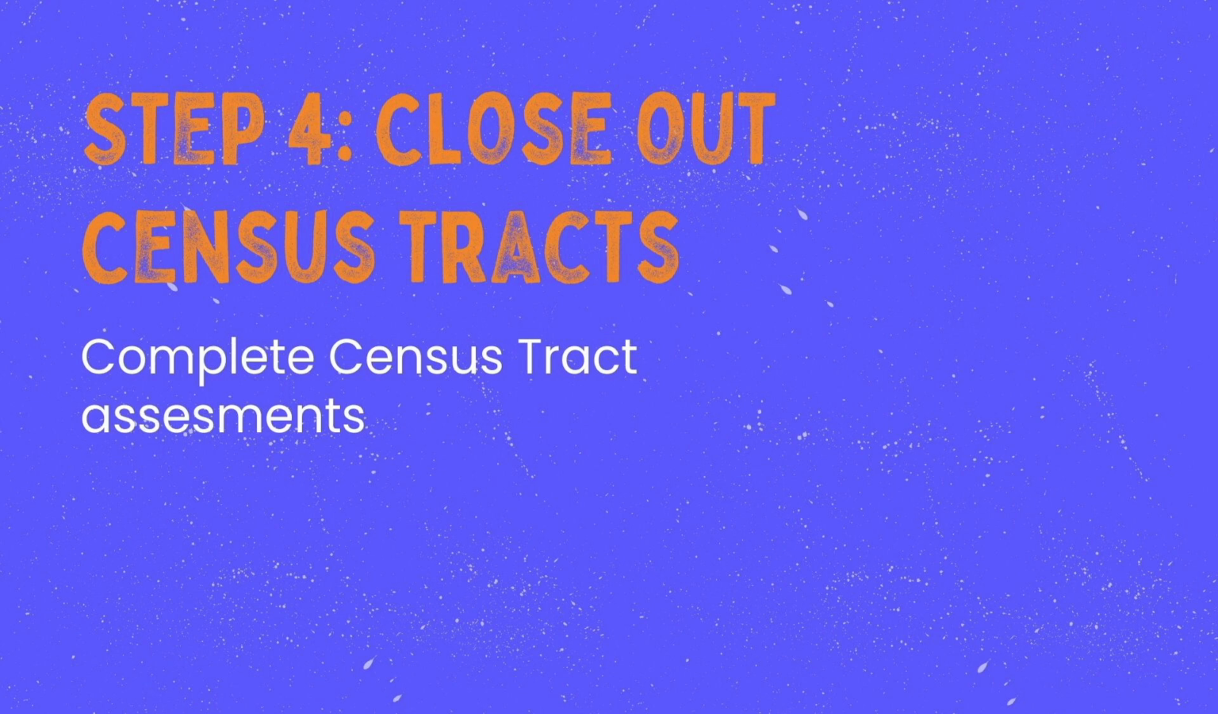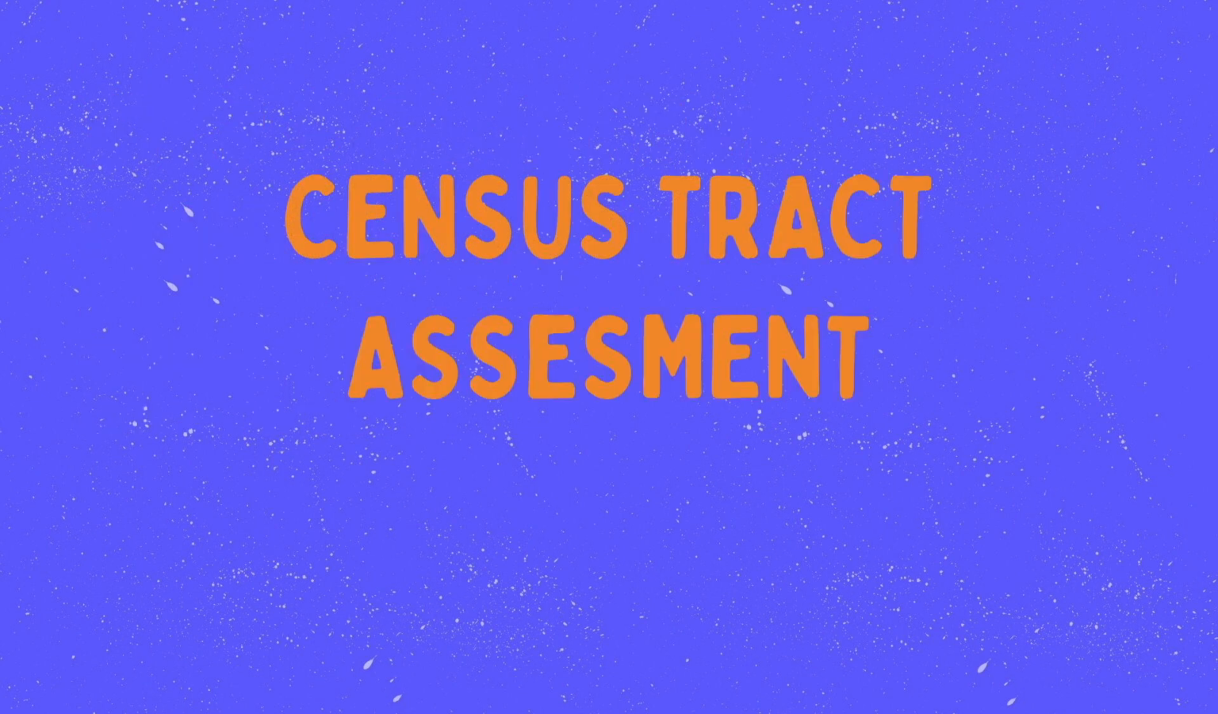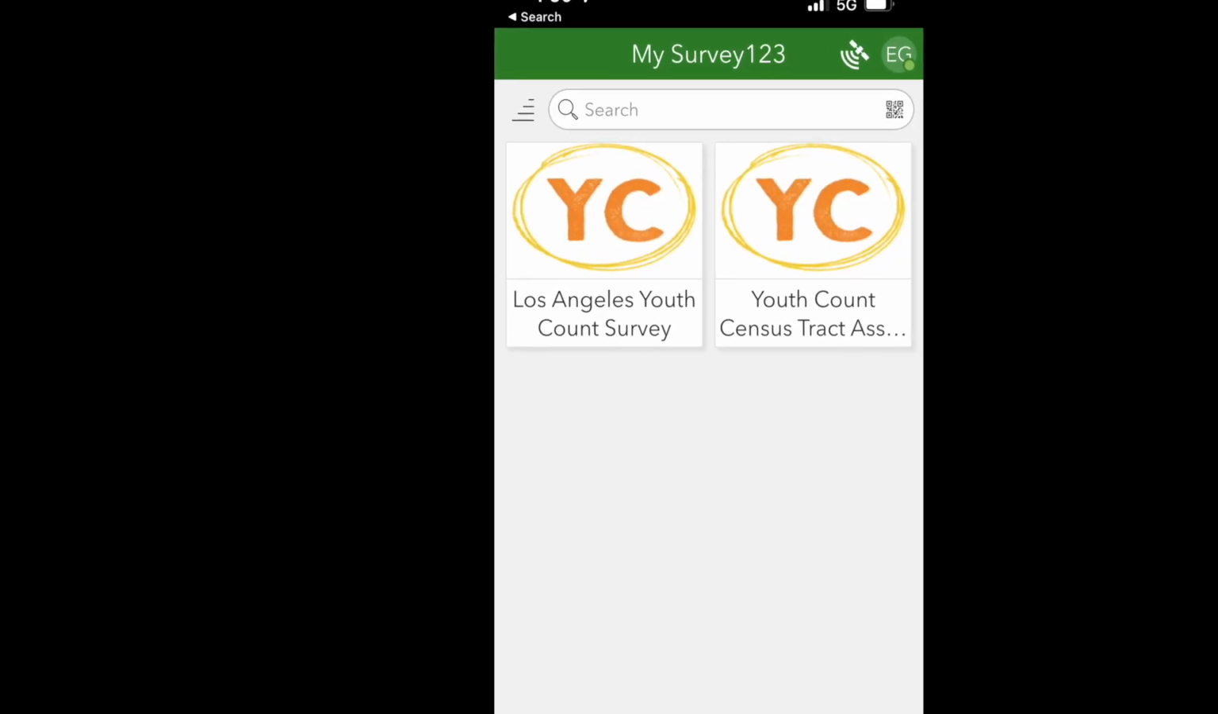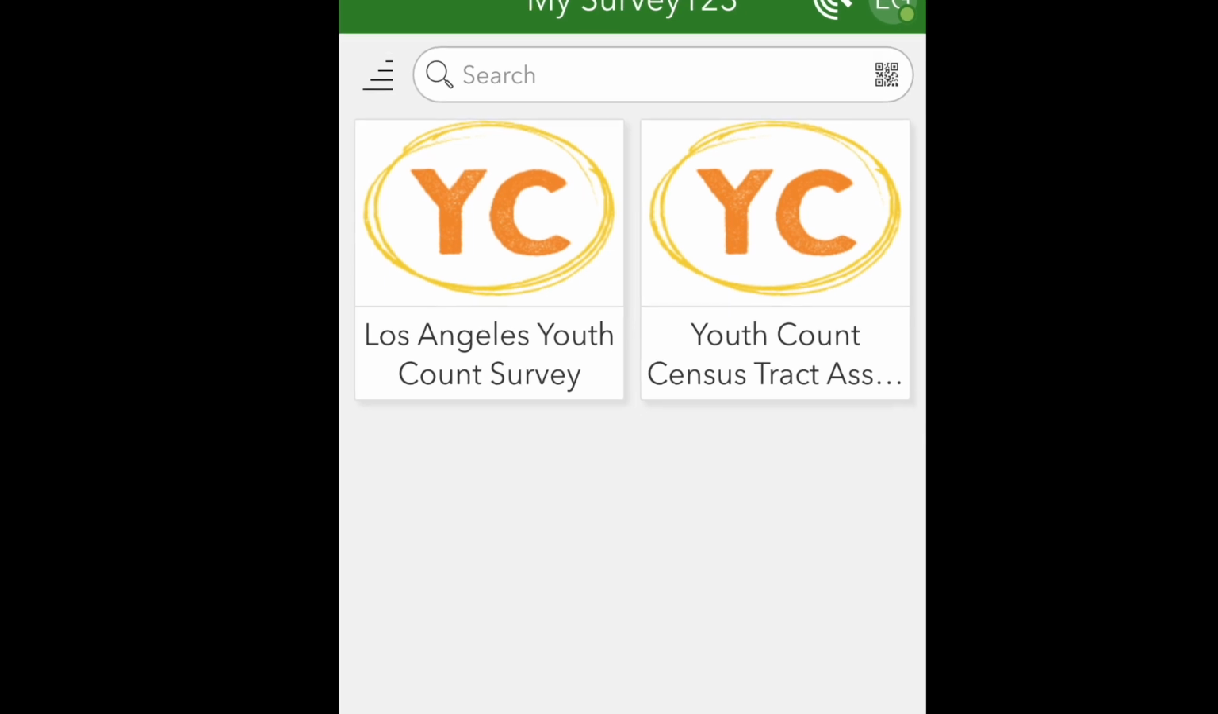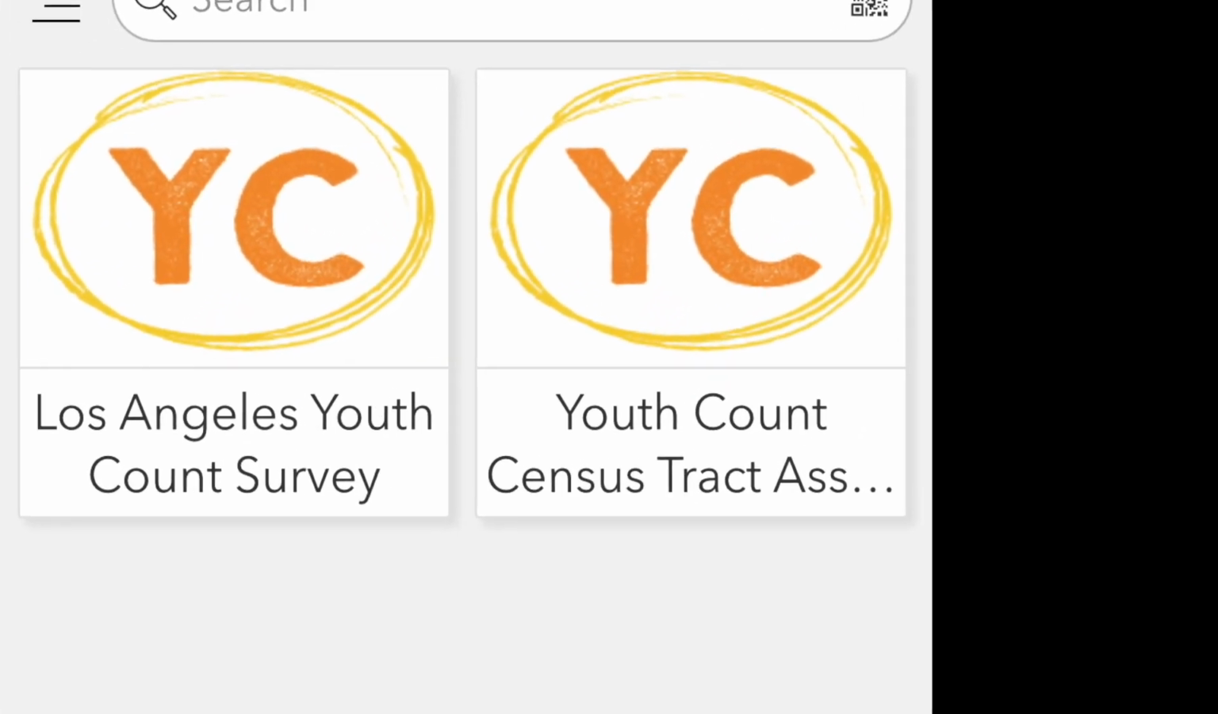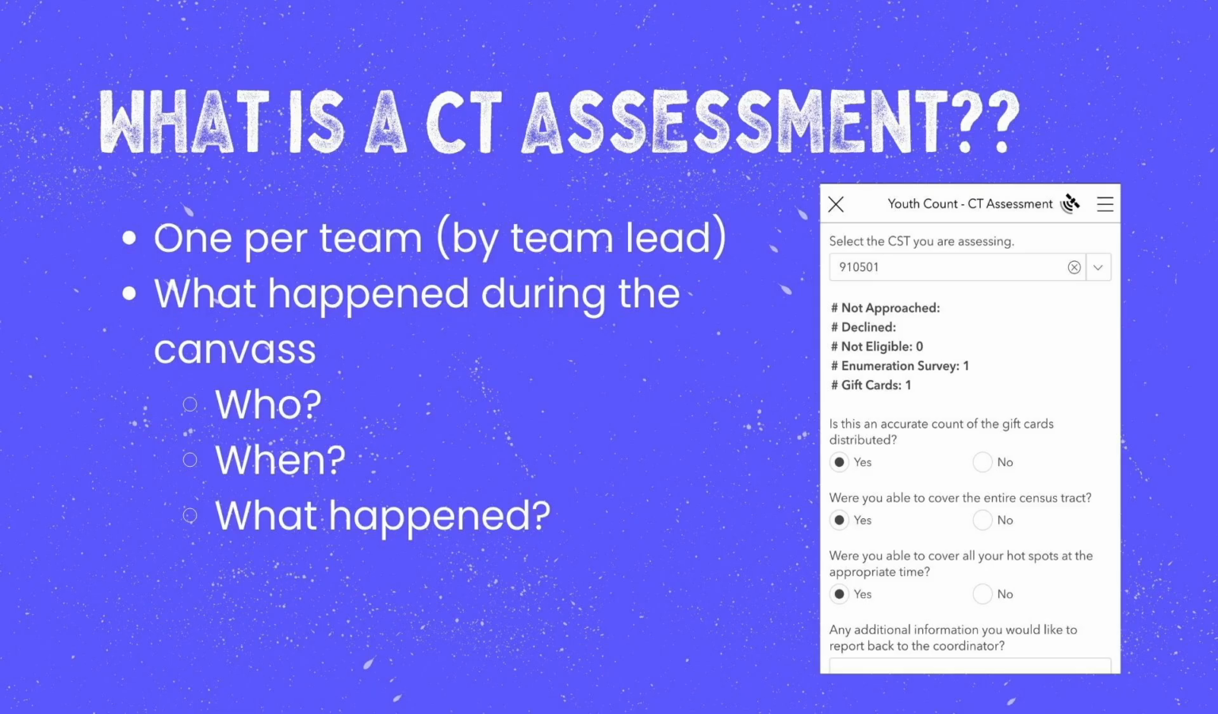To mark a census tract complete, you will need a CT assessment, or a census tract assessment. A census tract assessment is a separate survey. You will find the survey within your Survey 123 app. Only one census tract assessment will need to be done per census tract. The team lead can complete these or other team members, but as long as only one person is completing one as you go through the different census tracts and mark them complete.